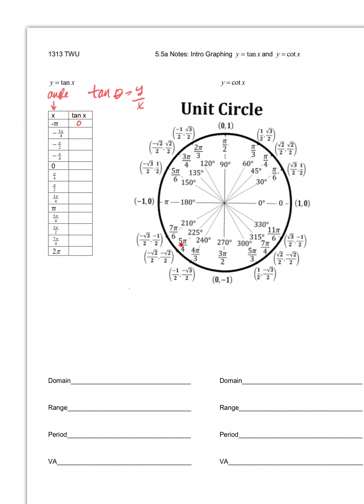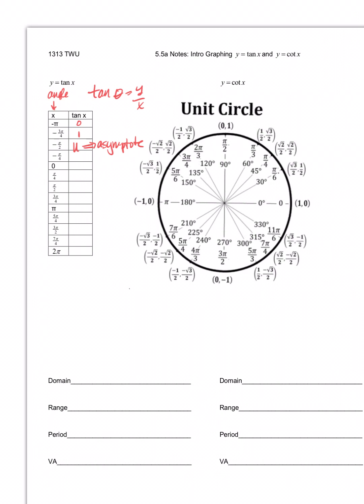Now if I go to negative pi over 4, which is the same as 5 pi over 4, what is that tangent going to be down there? Yeah, it's positive 1, right? When you do y divided by x, they're the same values divided by themselves, it's just a 1. What about negative pi over 2? That's right here. It's undefined. So 1 over 0 is undefined. Now, in graphing world, that translates to an asymptote.